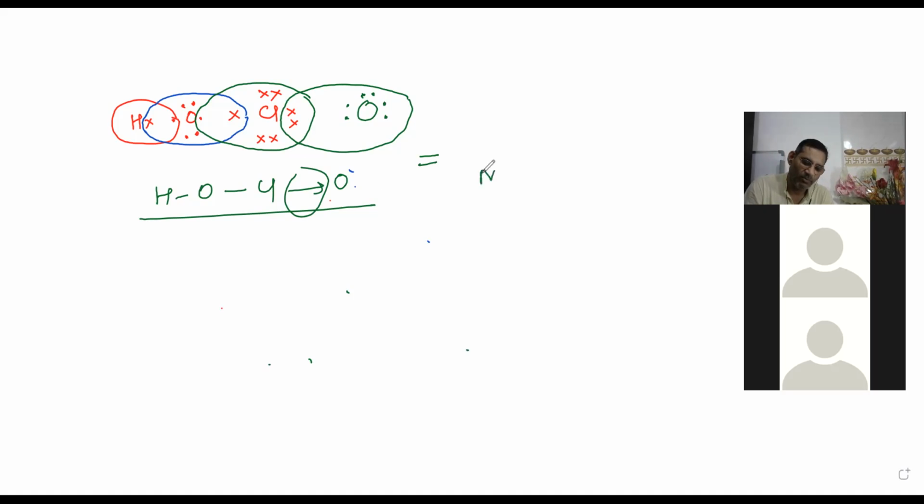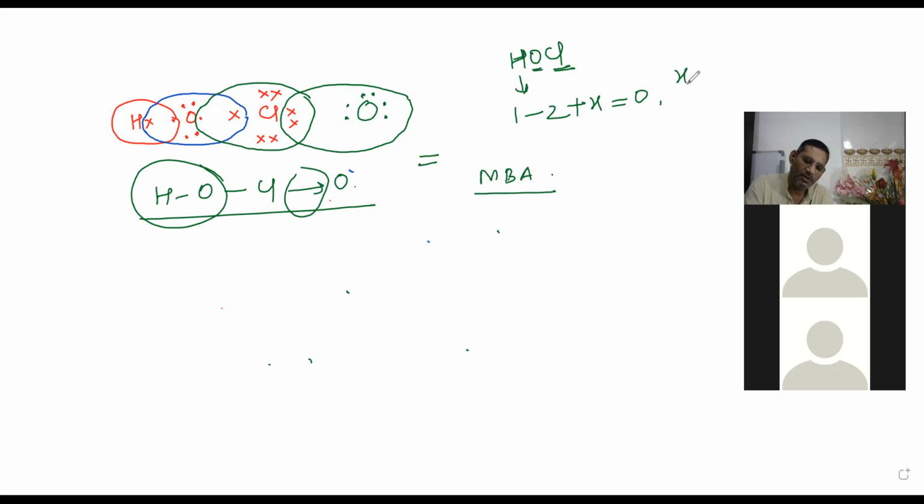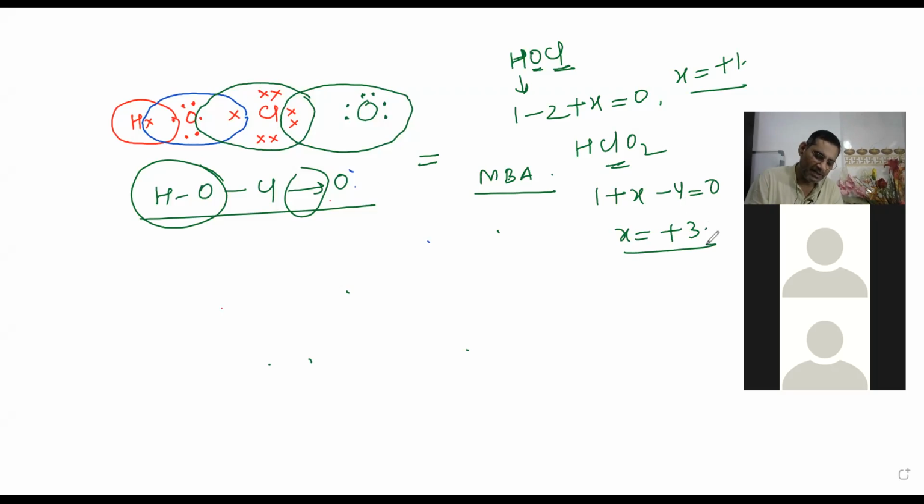Yes, sir. And it is a monobasic acid. Why is it a monobasic acid? Because one OH is there. In HOCl, I'll tell you one more point. HOCl, what is the oxidation state of Cl? This is +1, this is -2, and this is unknown that you have to calculate. So X will be equal to +1. What about here in HClO2? 1 plus X minus 4 is equal to 0. So X will be +3. I have written HOCl, what will they be writing? OCl minus.